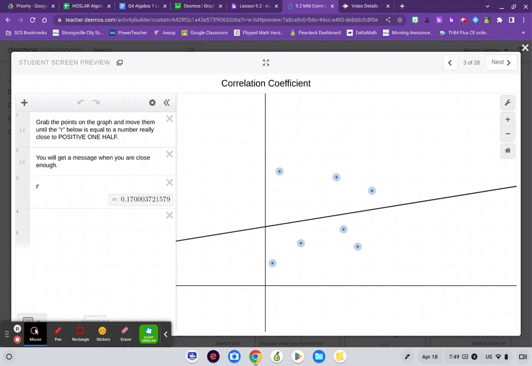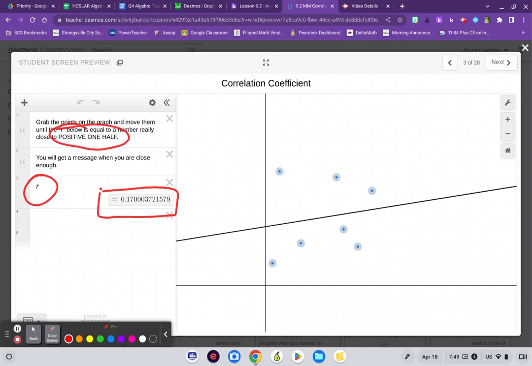So you're going to work through a series of slides. I'm going to do this first slide with you, and then I'm going to get some notes down. In this slide, it says grab the points on the graph and move them until the R below is a positive 1/2. They're talking about this R right here, which represents this number. You'll get a message when you're close enough.